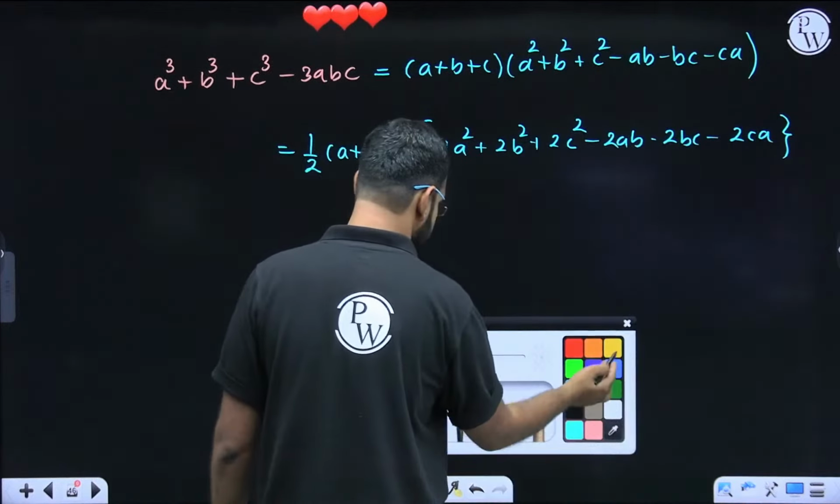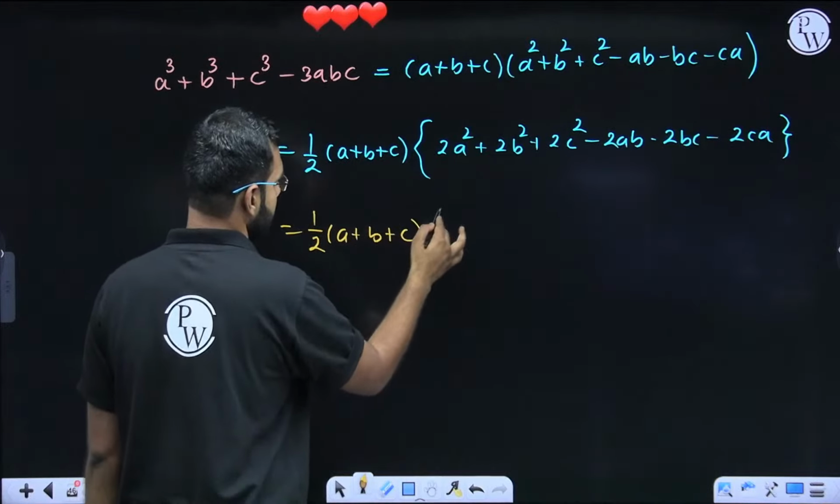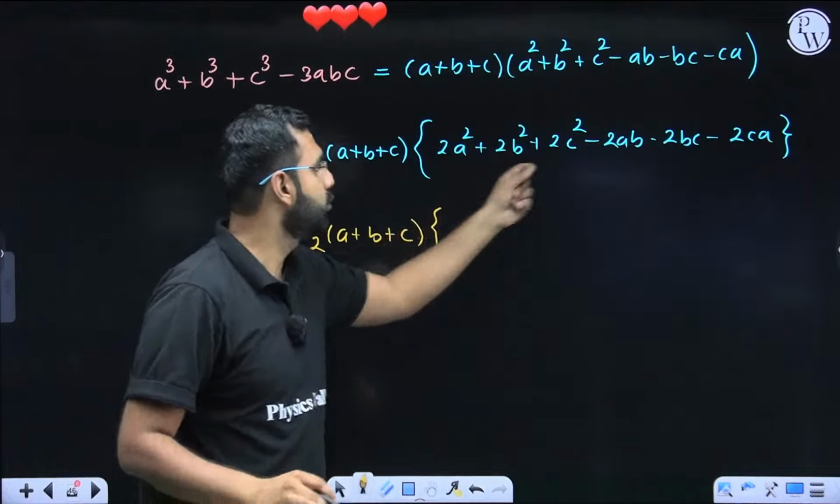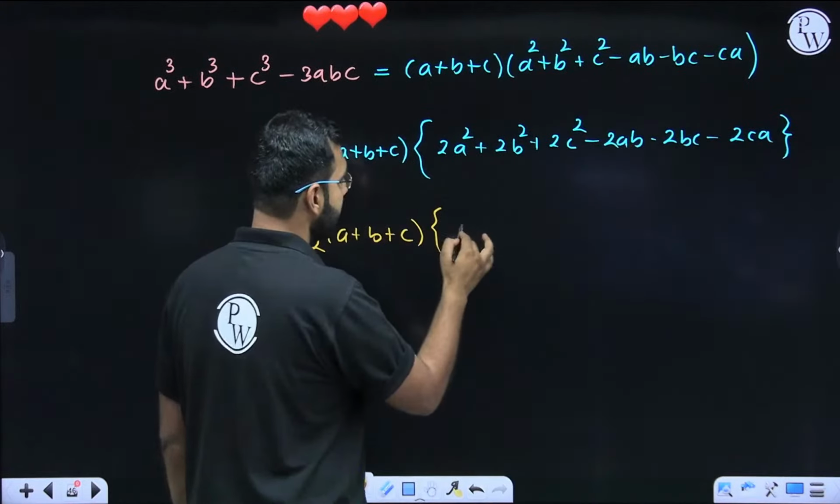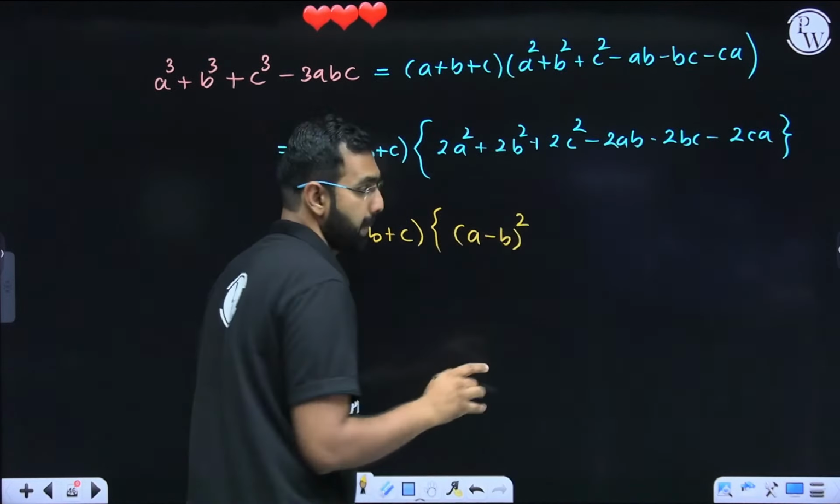All the participants, give me a quick response. Now from here, I know that it is 1 by 2 times whole of a plus b plus c. But here, pay attention to this part. a square plus b square minus 2ab, can I not write that as a minus b whole square? Then I'm still left with 1 a square and 1 b square. So b square plus c square minus 2bc, can I not write that as b minus c whole square?